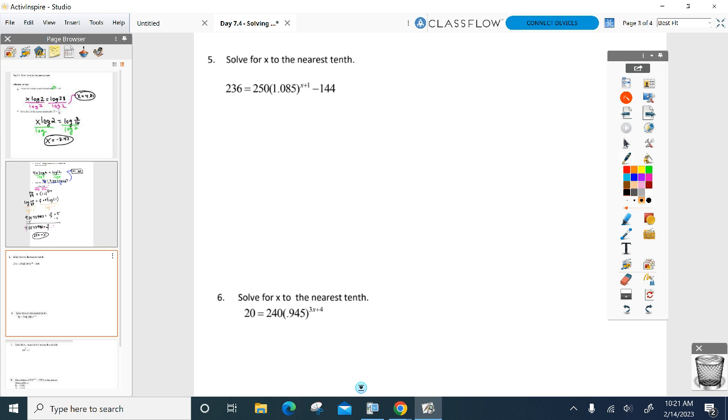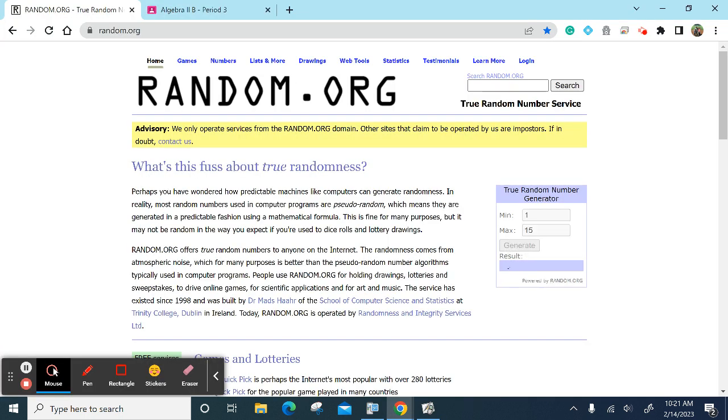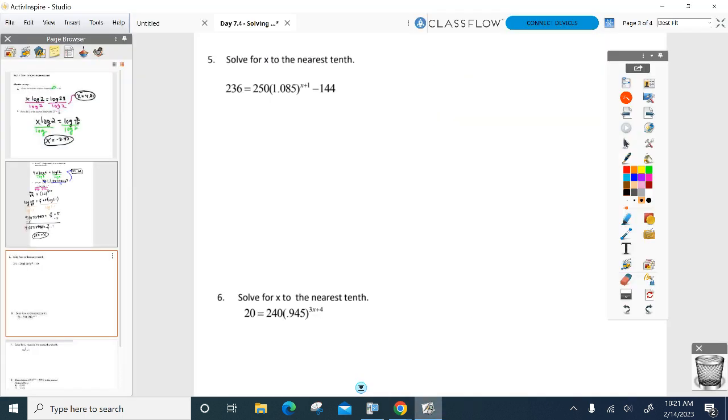We got a lot going on here. A lot going on. Definitely not by itself. Without a doubt, that base and exponent are not by itself. So first move, get it by itself. What do you got for me? How do I get that by itself? Add 104 to both.